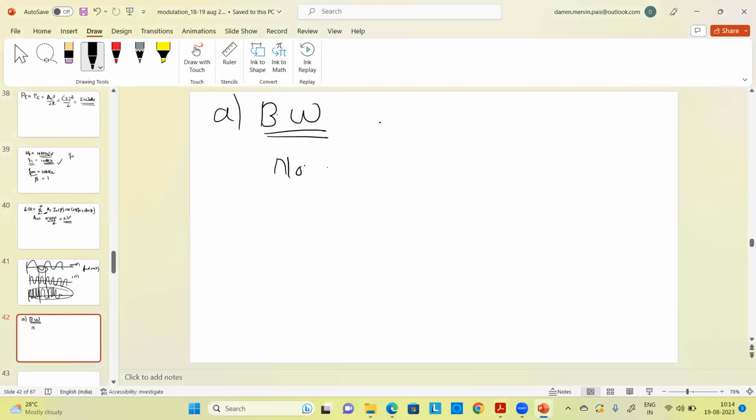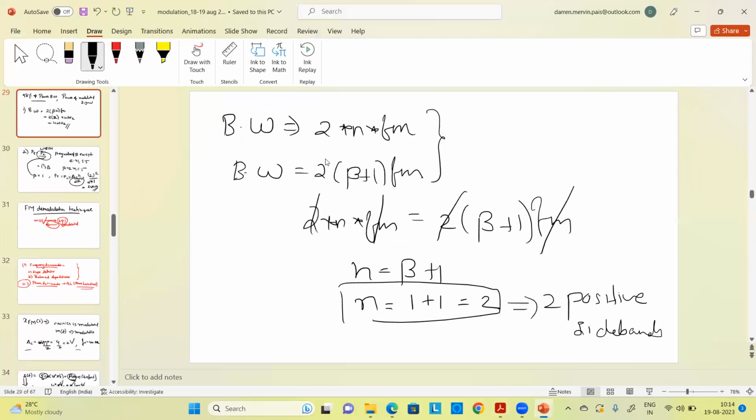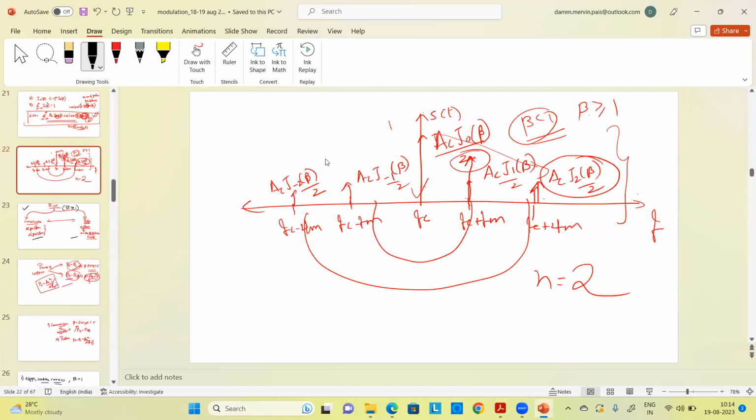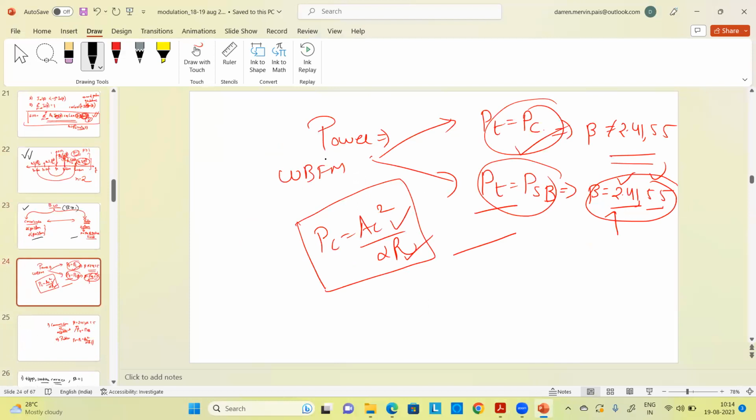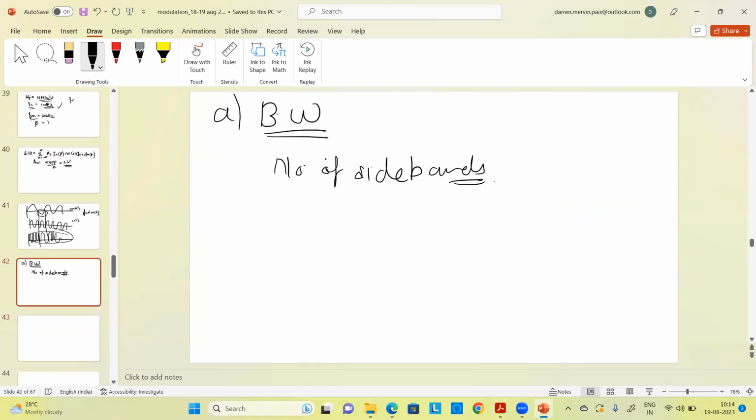So the number of sidebands, and they're telling you to draw the sketches for the FM signal. If you remember, we had drawn some sketches for the FM wideband signal. You remember this part? So we are going to draw the sketches in terms of the figure, in terms of the data given to us. So we have the sideband, then we have the sketches.